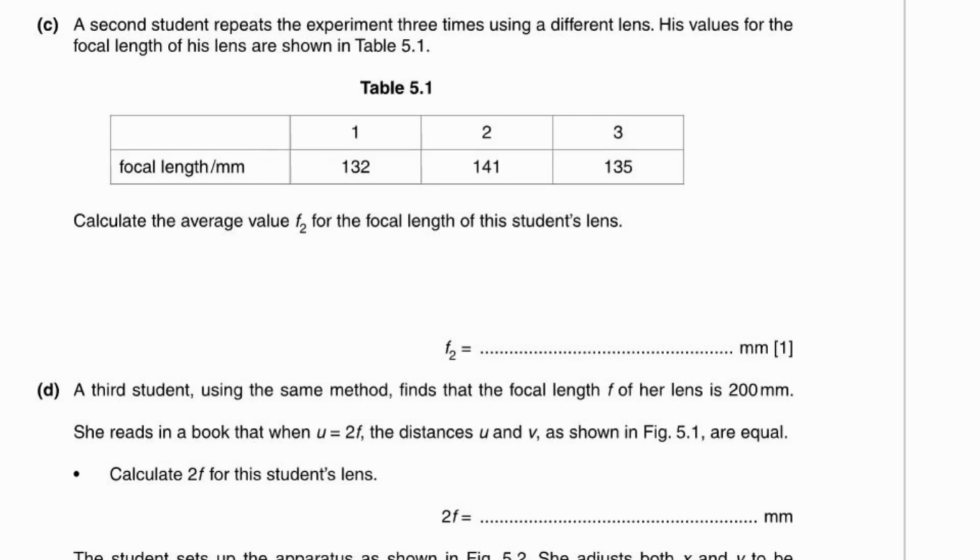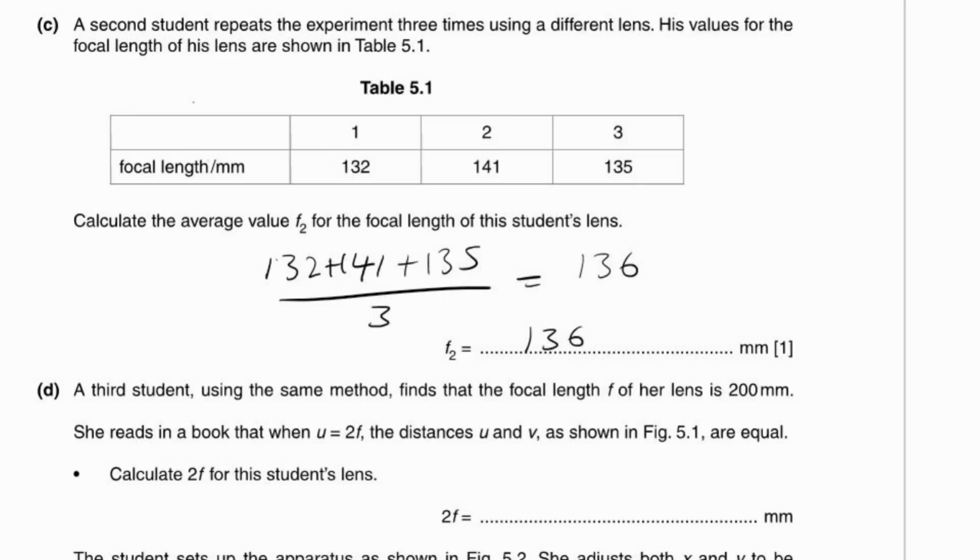C. A second student repeats the experiment 3 times using a different lens. His values for the focal length of his lens are shown below in table 5.1. Calculate the average value f2 for the focal length of this student's lens. Okay, we get 3 readings. We want the average, so that's just going to be the mean. Let's add them together and divide by 3. So that gives us 136 millimetres.